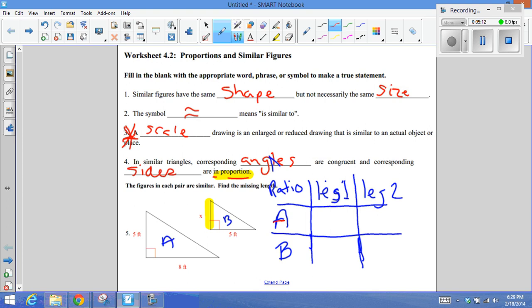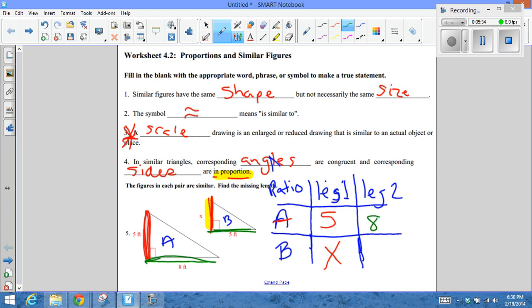So on triangle A, leg 1. So let's call this leg 1. So triangle A, leg 1 is 5. On triangle B, leg 1 is X. We don't know that one. Triangle 2, leg 2 on triangle A is 8. And leg 2 on triangle B is 5.